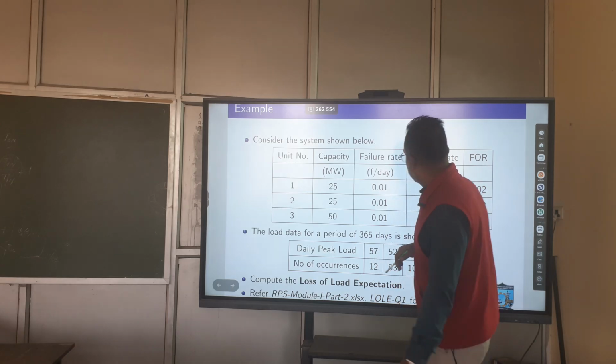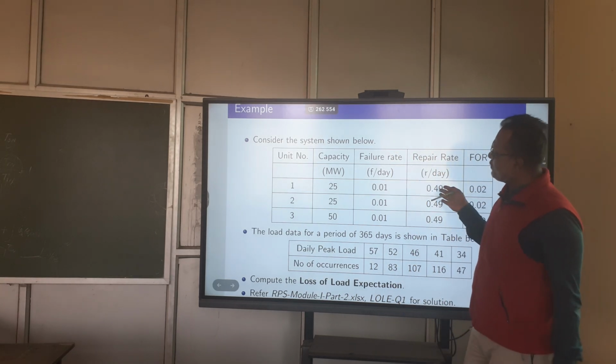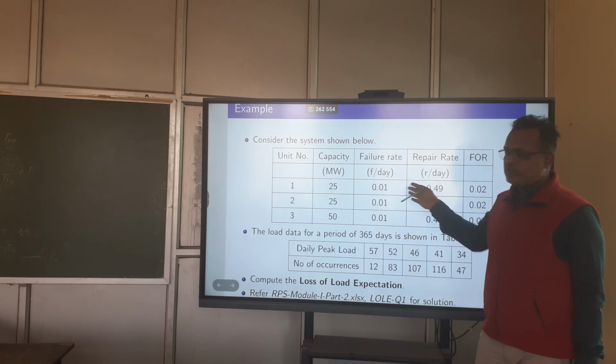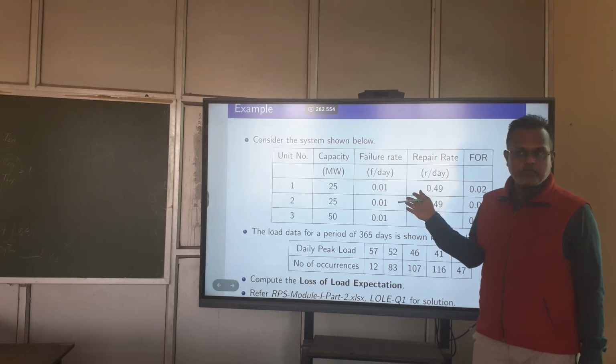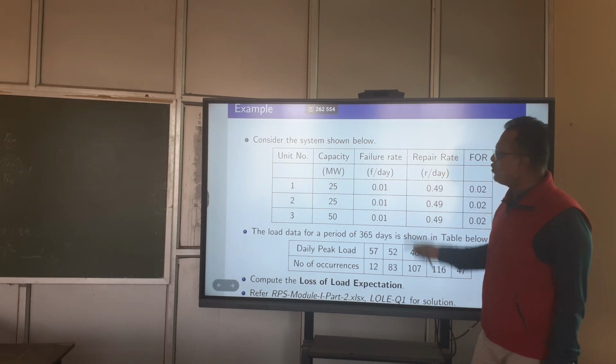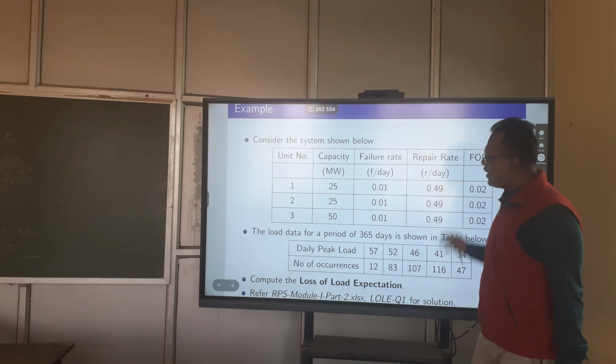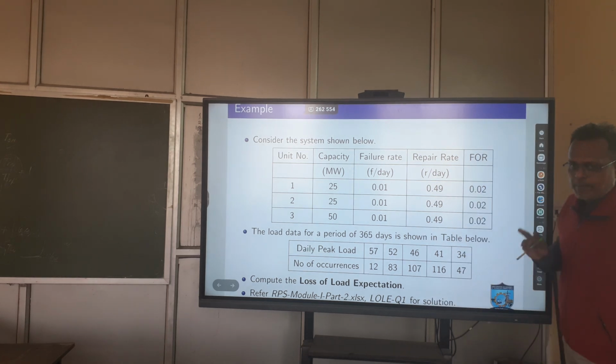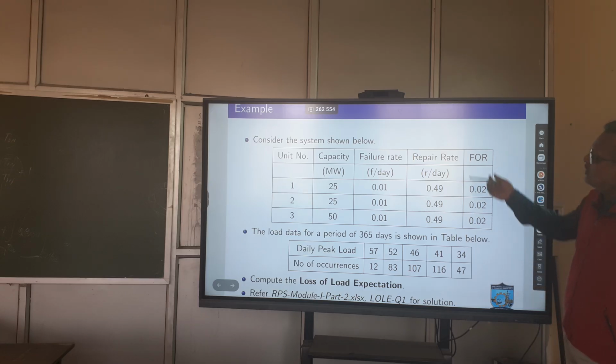Now this failure rate and repair rate are not important for this case. We will see this in module 2, when we discuss the frequency and duration approach. FOR for all the cases is 0.0. Remember that there are two approaches of generating capacity reliability evaluation. One is the probabilistic approach, where you use the FOR. The other one is the frequency and duration approach, where you need to know the failure rate and the repair rate.